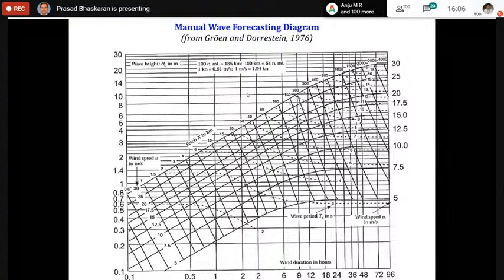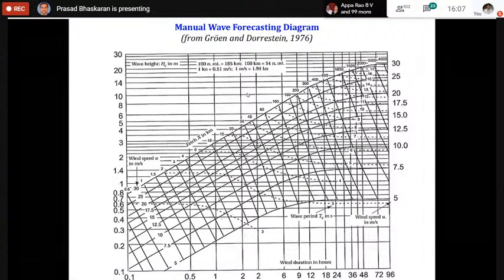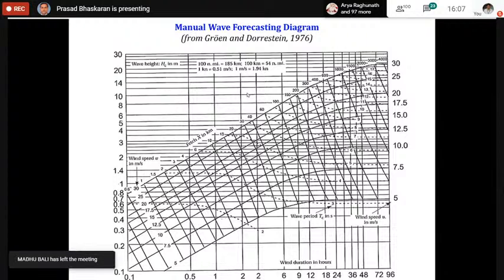Now this nomogram also has a limitation. Let me tell you what the limitation is. The backbone of this nomogram is a semi-empirical relation. This semi-empirical relation is a non-dimensional parameter that connects fetch, wave height, wind speed, and also the wind duration. These mathematical formulations do not have any physics in them. It's only a non-dimensional parameter.